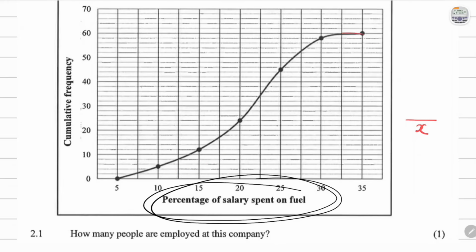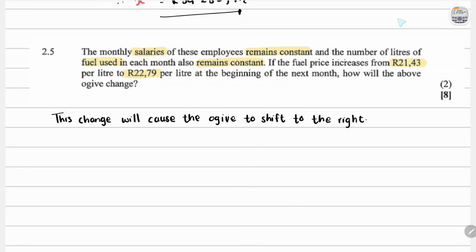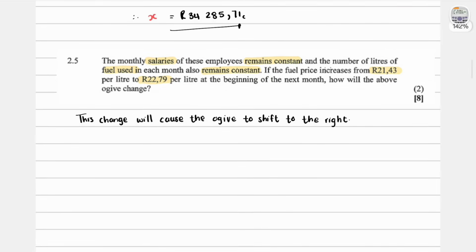So it will cause the ogive itself to simply shift to the right. And that's what we can tell them. So this change will cause the ogive to shift to the right. And that is it for question 2.